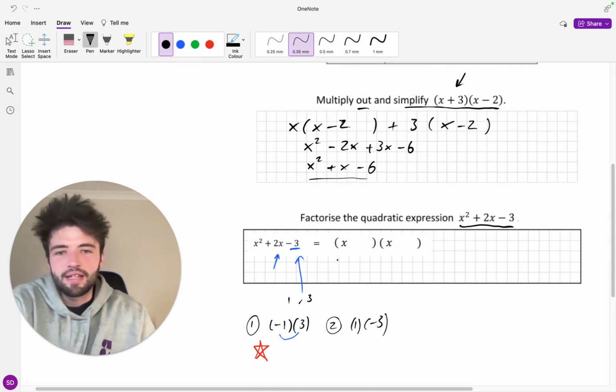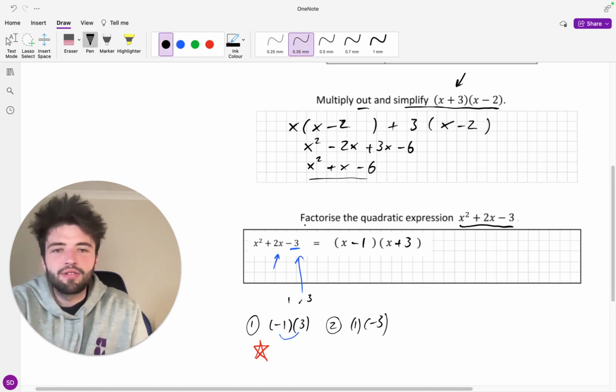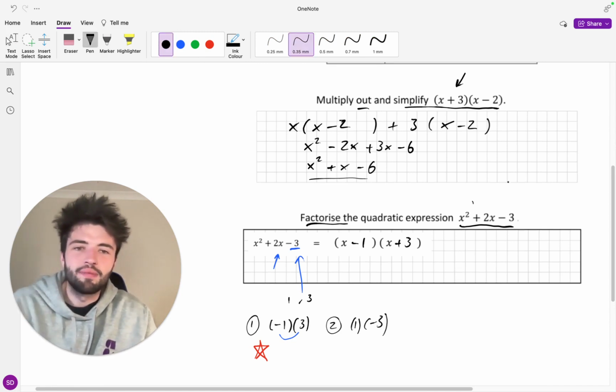And the next step is just to put these in our brackets. So all the work is done here basically. So we put -1 in our first bracket and +3 in our second bracket. And this is the factorization of the quadratic. And so that is going to be it for this question.